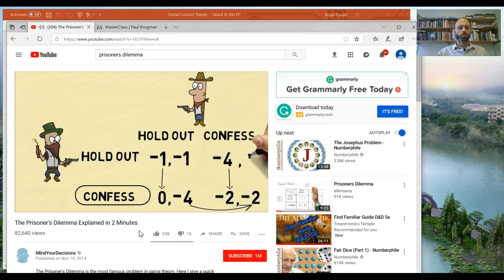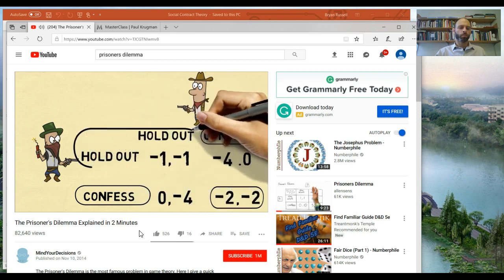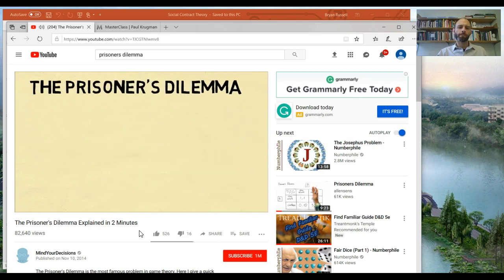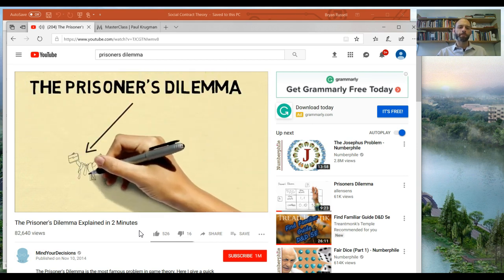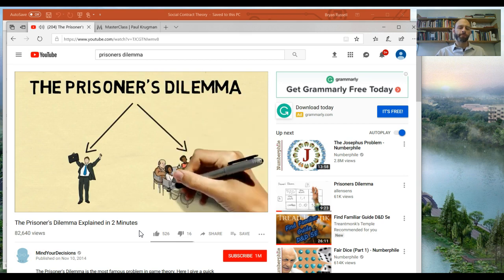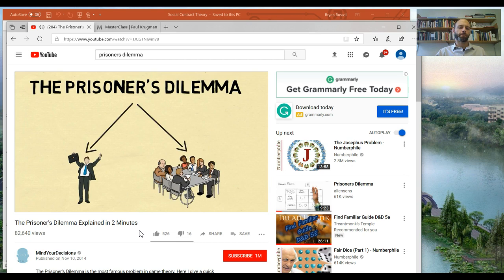Your partner goes through a similar calculus and realizes confessing is better for him, no matter what you do. So in the end, you both confess to the crime and serve 2 years in jail. And that's the strange part, because if you had both held out, you would have only served 1 year in jail each. The prisoner's dilemma is a conflict between doing what's best for yourself as an individual and considering the group and what might be best for the group.